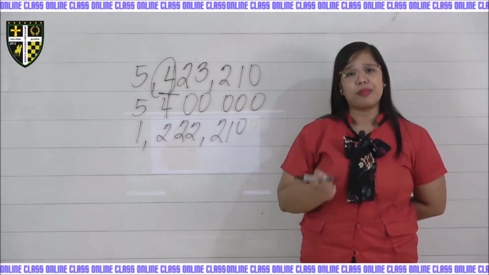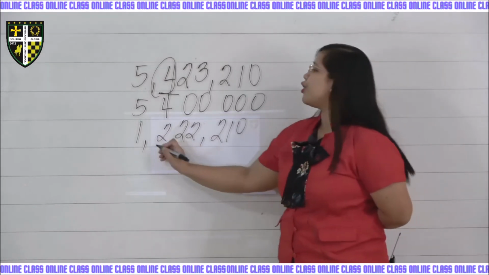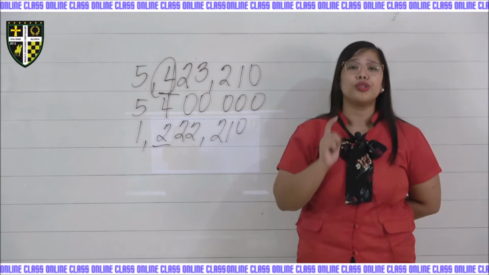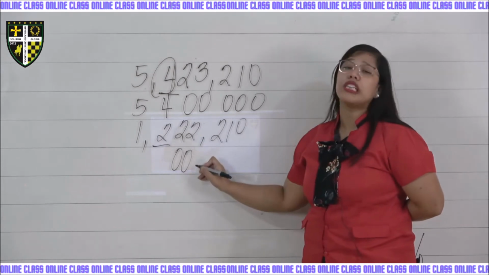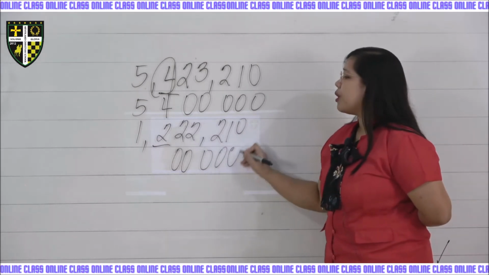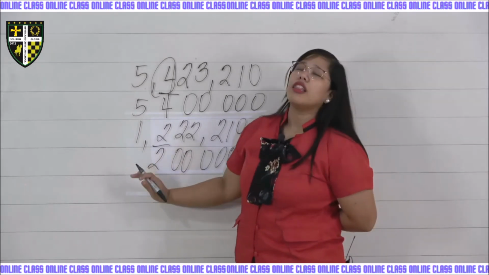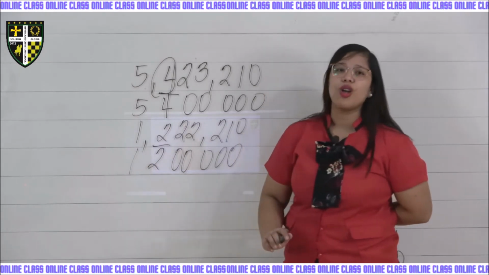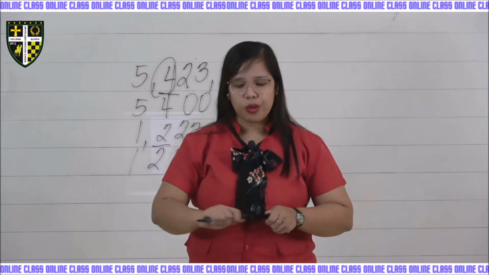So the digit in the 100,000 place value is 2. And again, beside 2, or after 2, we have 2. And 2 is less than 5. So we will just put zeros in all the digits after 2. And 2, we will just rewrite or copy it. And the number on the left of 2 is 1. We will just copy that also. So we have 1,200,000.